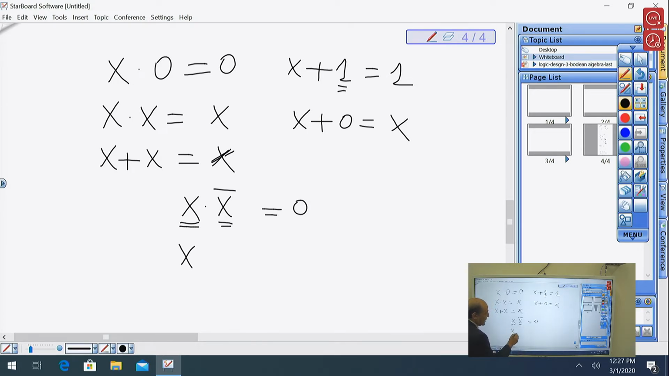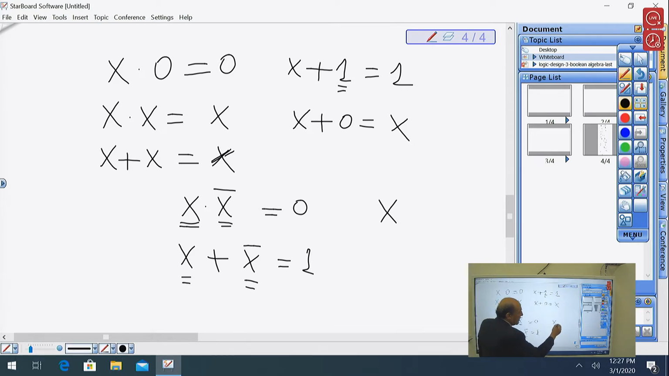But x ORed with not x is always 1, since again, one of these will be 1, and 1 ORed with anything is always equal to 1. This is called the double negation rule: x complemented twice always equals x.